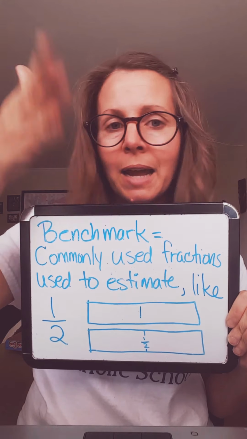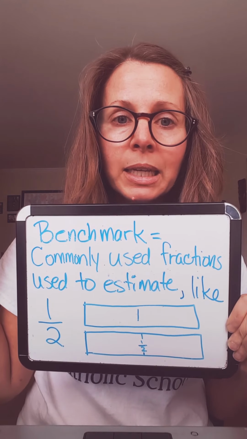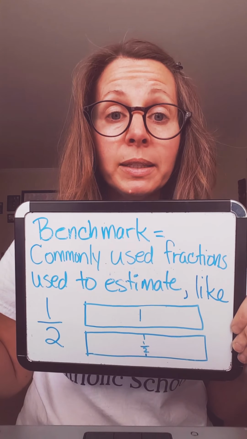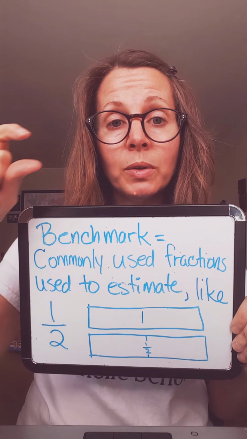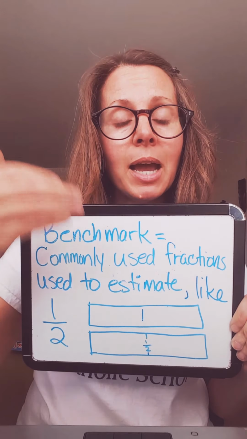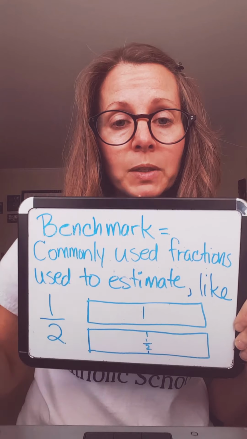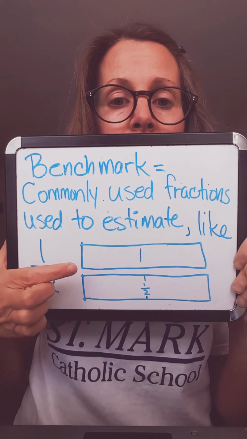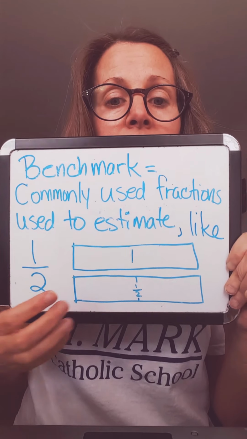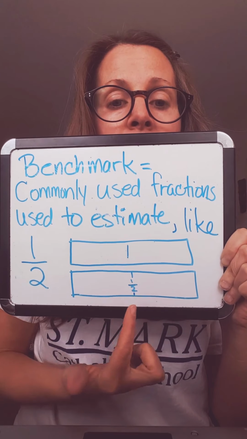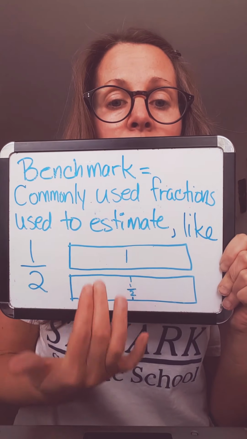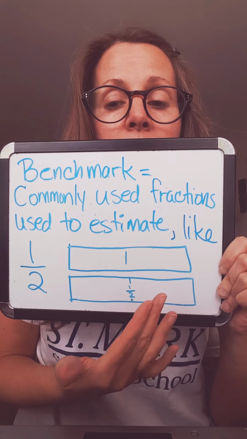We can visualize half of a pizza pretty easily. We can visualize a quarter of a cake pretty easily, right? So we use those common fractions that we know and can think of quickly to help us estimate. So, for example, I have a bar here that represents a 1 whole, and then underneath is a bar cut in half. So we can easily visualize this whole cut in half, right?